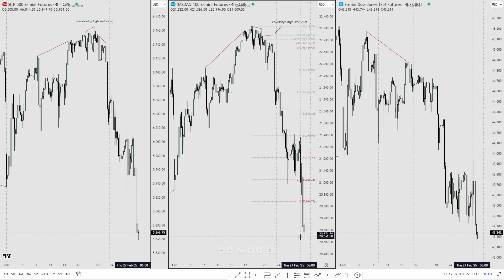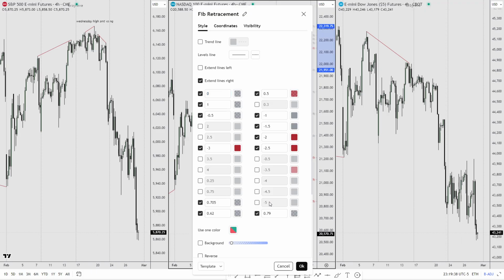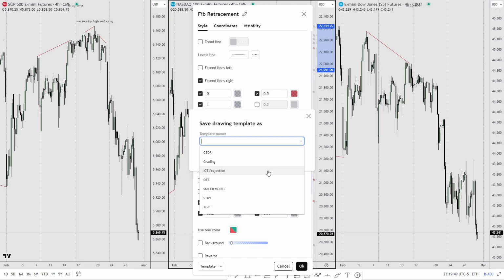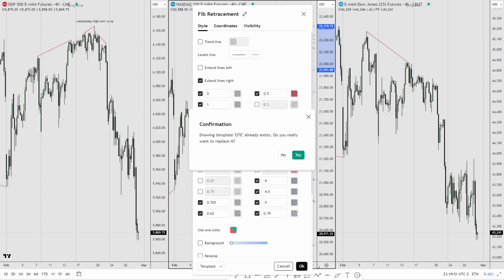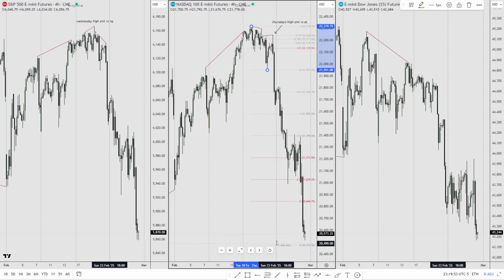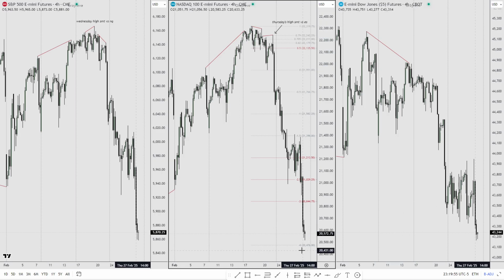The maximum expansion is usually 4 and 5 standard deviation. So when we mark out the levels, 4 and 5. Save as OTE. We are almost there. Okay.